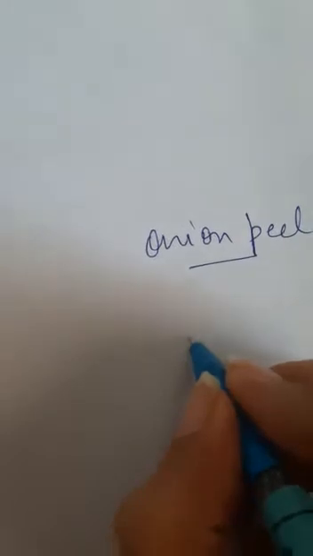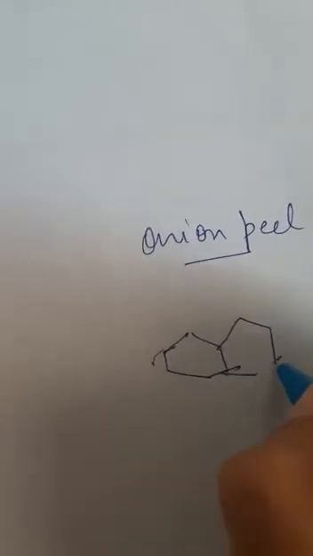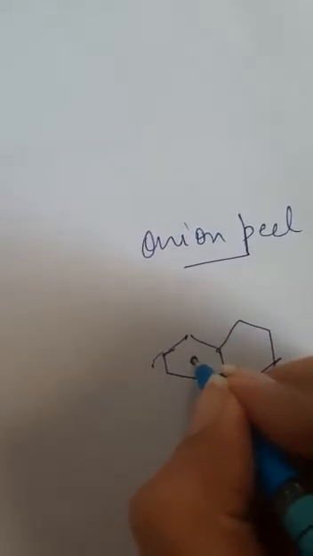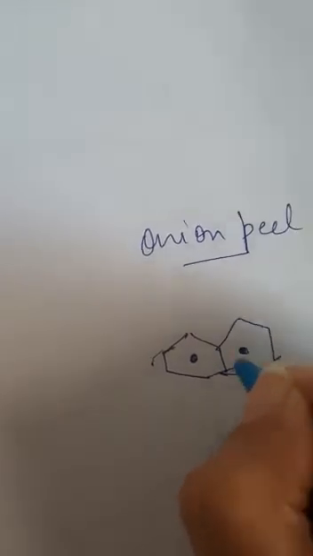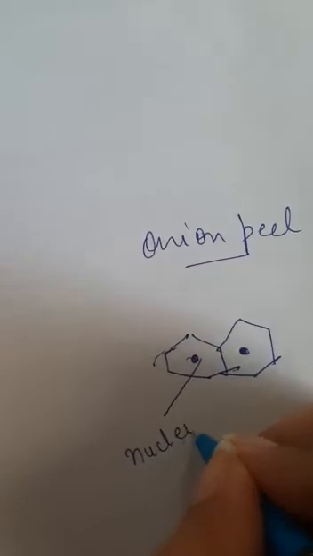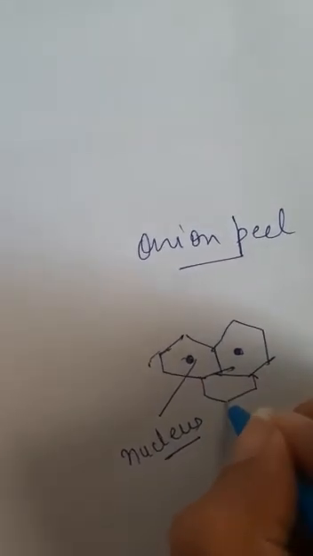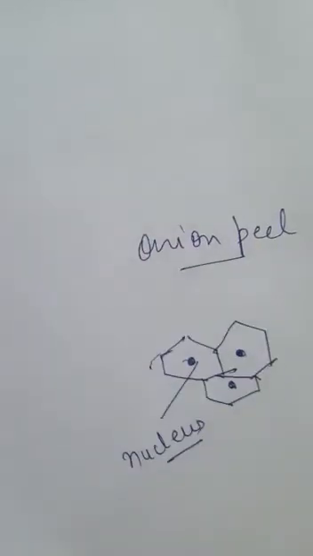So in an onion peel, when we are looking in the microscope, these kinds of cells are present. Inside it, one nucleus is present in the center, and we will observe cells of this shape in the microscope.